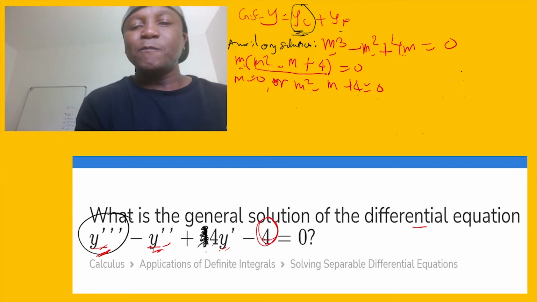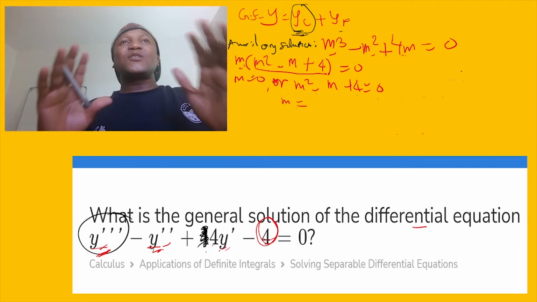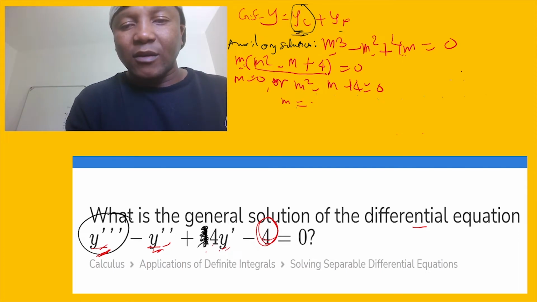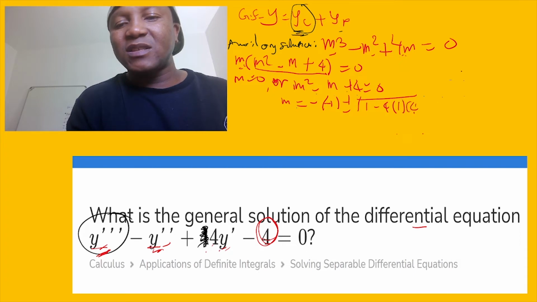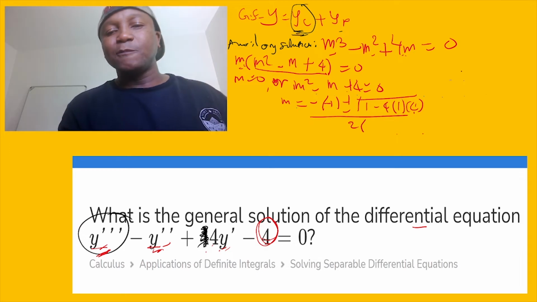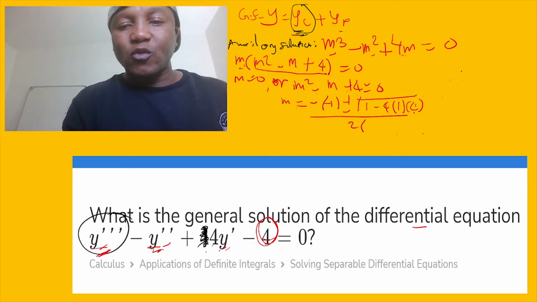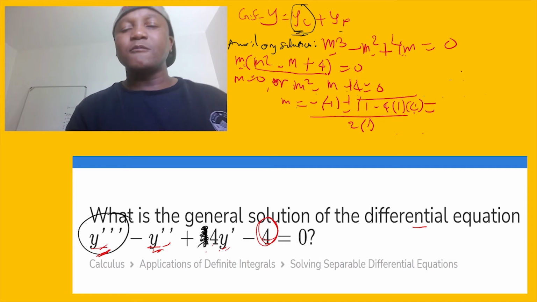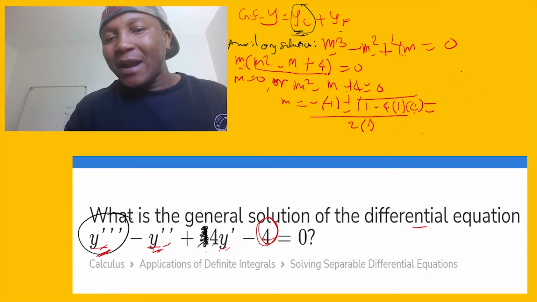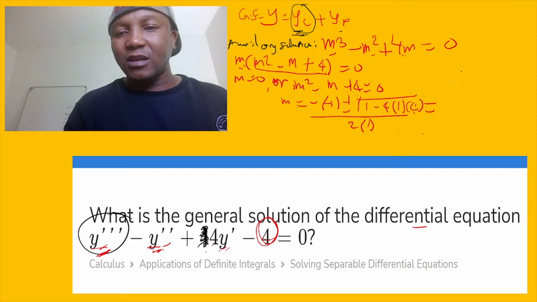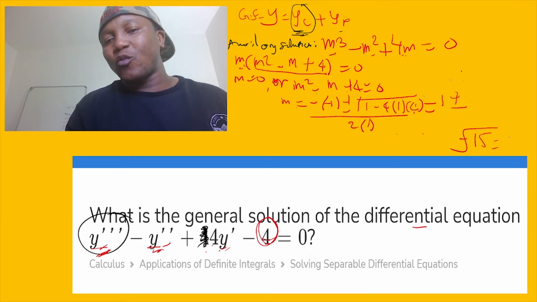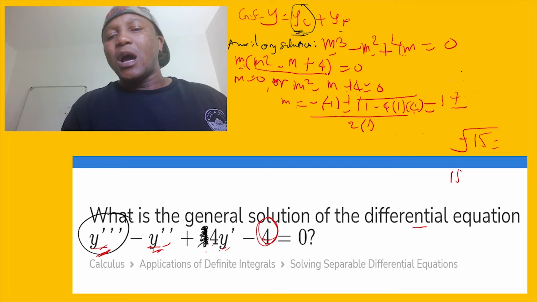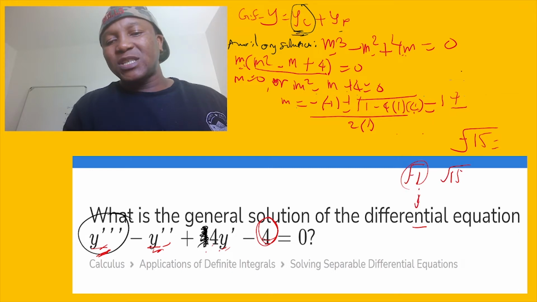Now let's solve the quadratic. The value of m equals negative b, which is negative 1, plus or minus the square root of b squared, which is negative 1 squared equals 1, minus 4 times a, which is 1, times c, which is 4, all over 2 times a, where a equals 1. So m equals 1 plus or minus the square root of 1 minus 16, which equals negative 15.